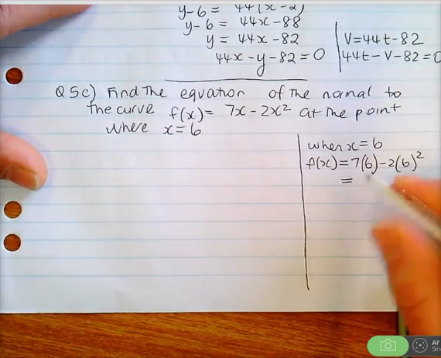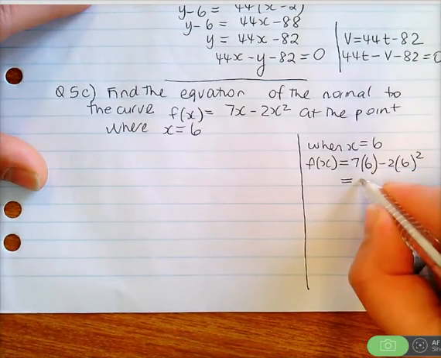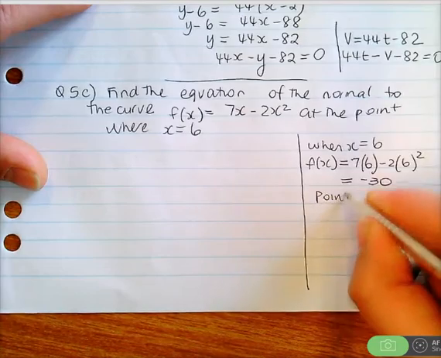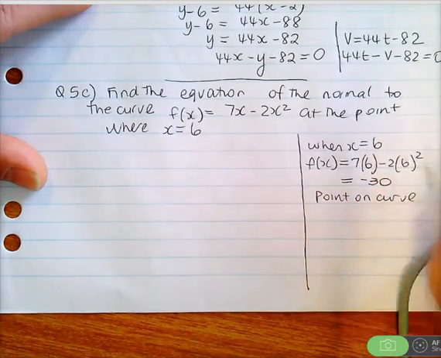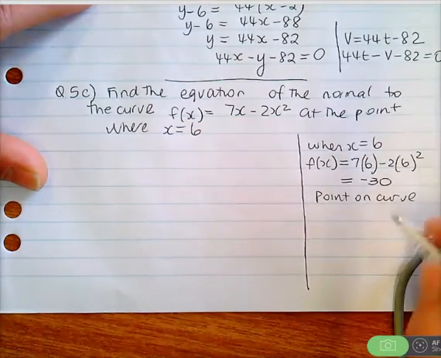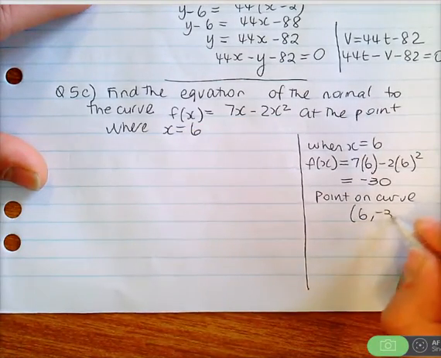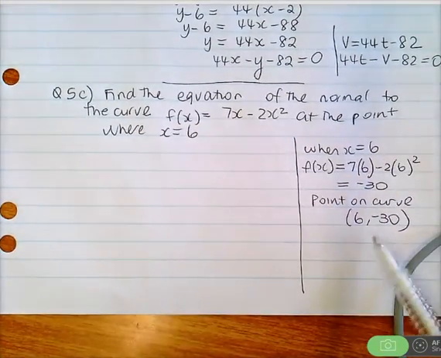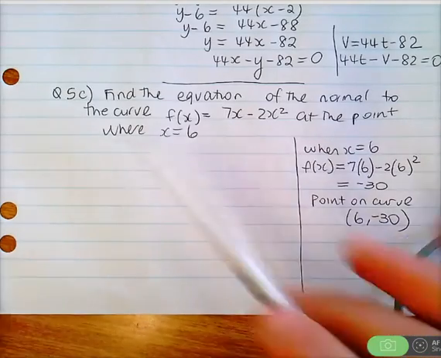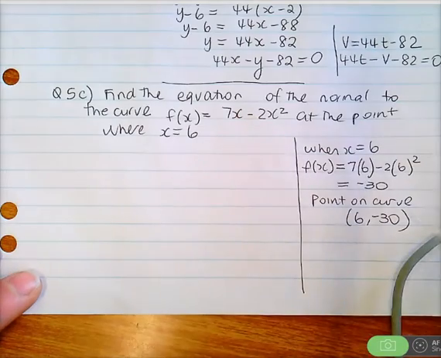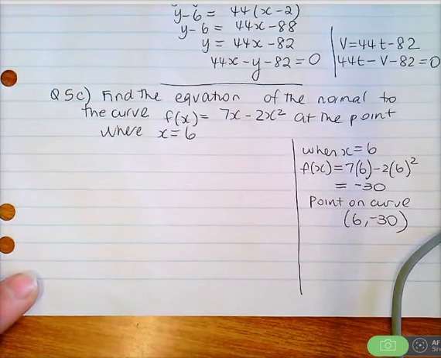42 minus 72. Is it negative 30? Yes. So the point on the curve, see, it says find the equation of the normal to that curve at the point where x is 6. That point on the curve is 6, negative 30. See, some questions already give you the point, okay? So it may be a good idea to work out that point first. So now it becomes find the equation of the normal to that curve at the point 6, negative 30, okay?